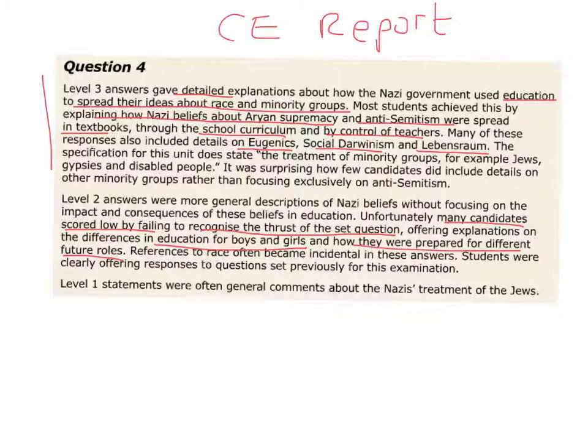And another useful point, it says the question is about the treatment of minority groups, which would include gypsies and disabled people, not just Jews. And it says it's surprising how few candidates talked about other minority groups, that most candidates just talked about policies against the Jews. So lots of information in the Chief Examiner's report to help you score a good mark if you get a similar question this year. Now let's take a look at the answer that I have written for you.